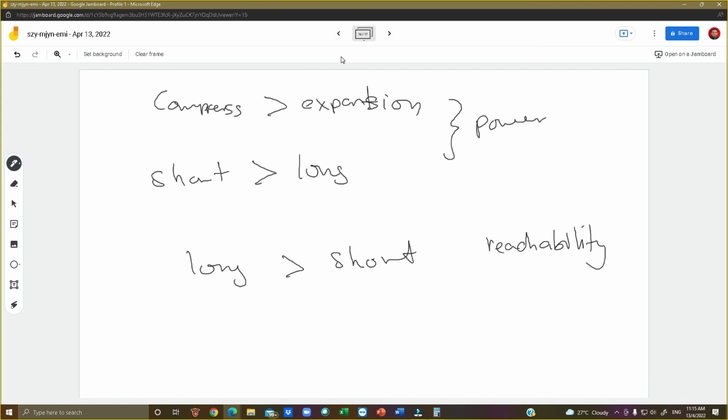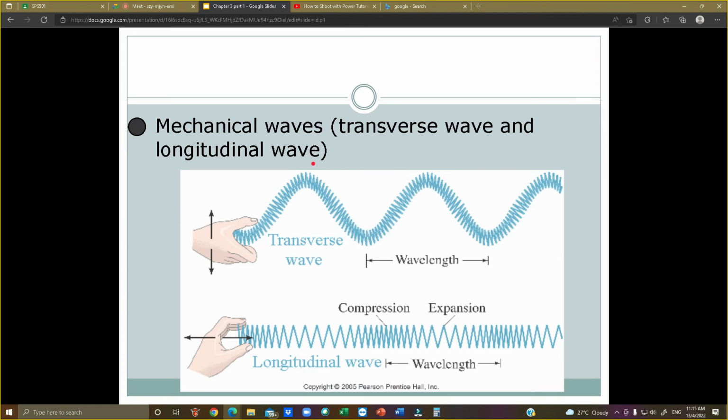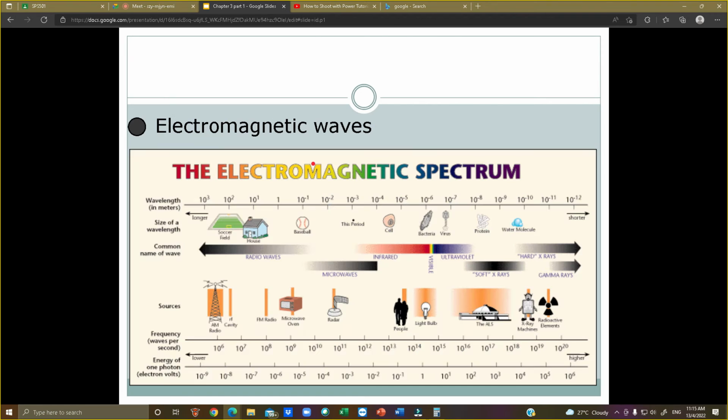Okay, kita tengok sini. This is electromagnetic wave. So, electromagnetic wave follow the same form as mechanical. It has wavelength in terms of transverse, and also it has compression and expansion. Same as longitudinal. Tapi, when we talk about electromagnetic, now we cannot see the wave.